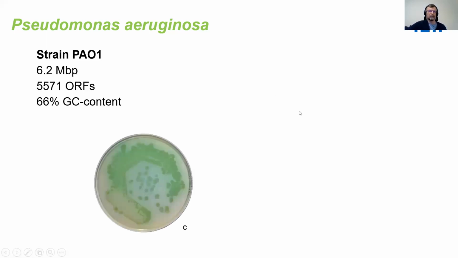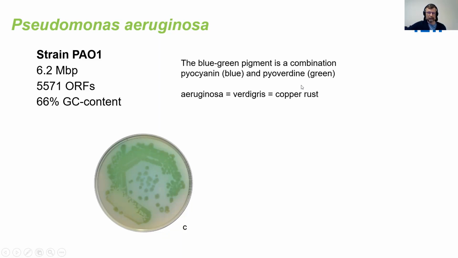Okay, and Pseudomonas aeruginosa has its name from the green tint it produces, so that's a mixture of pyocyan blue and pyoverdin in green, and the name aeruginosa, I have just read in Wikipedia, translates to verdigris or copper rust. That's the greenish tint you get on copper if it is outside on a roof, say, or this green you have for the Statue of Liberty, this green color. It's copper rust. So Pseudomonas is named after that.